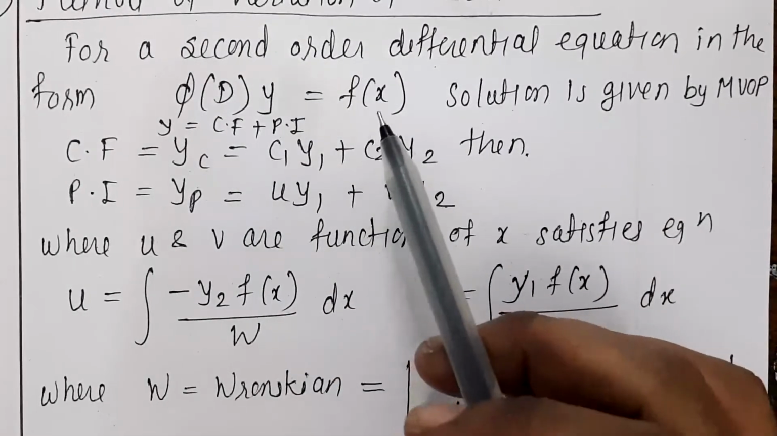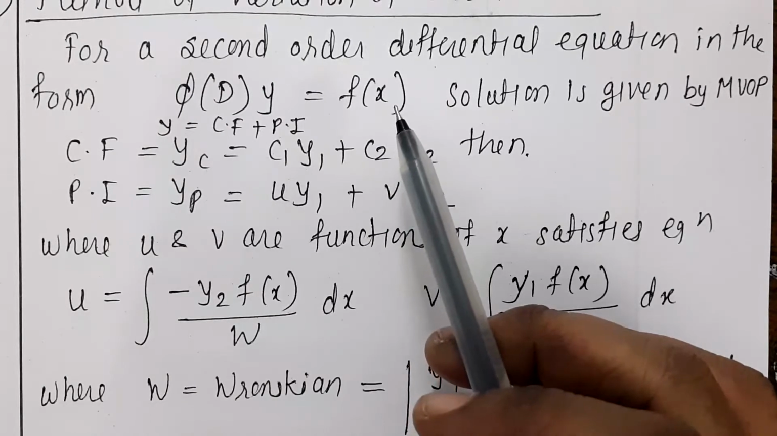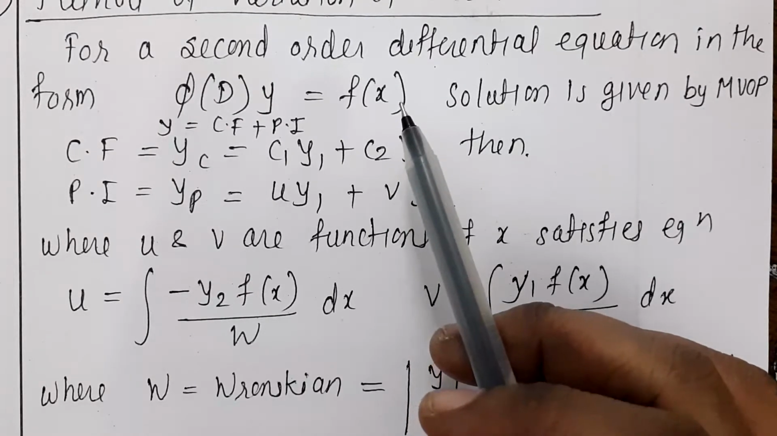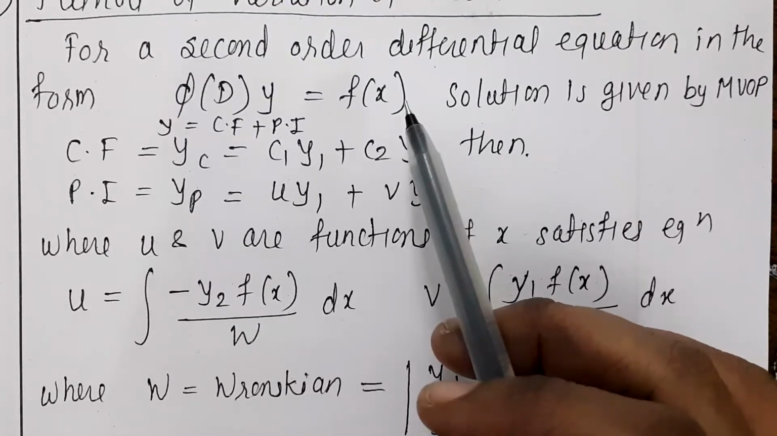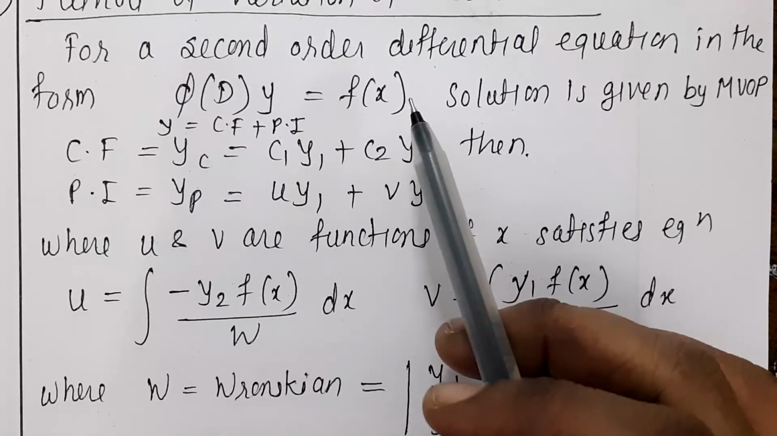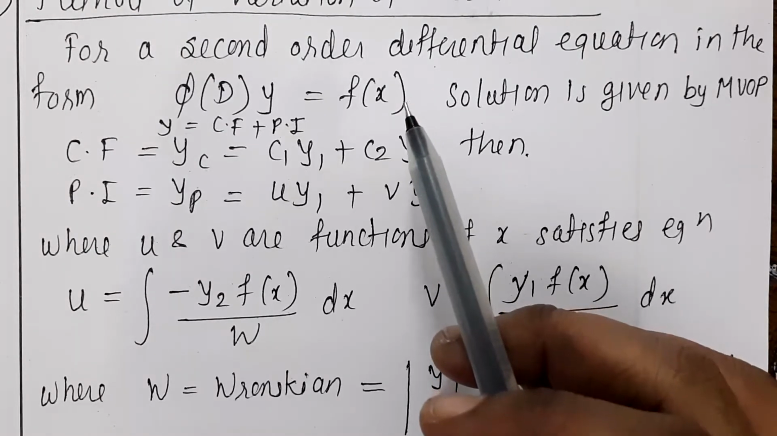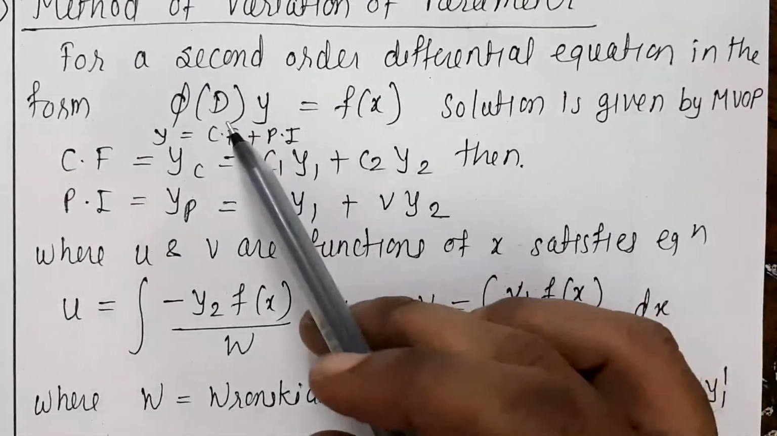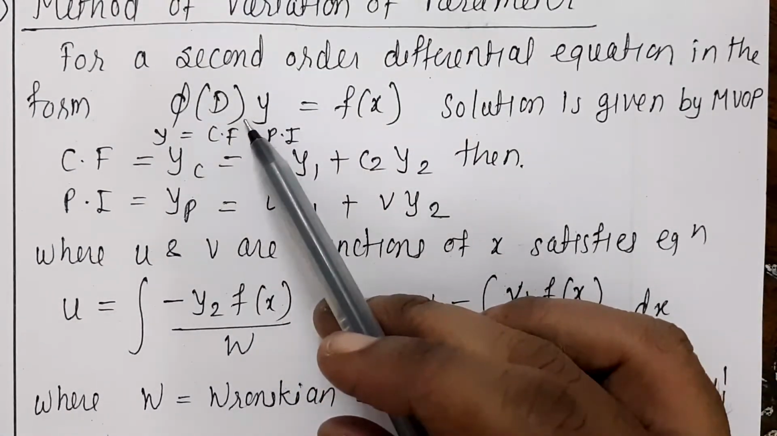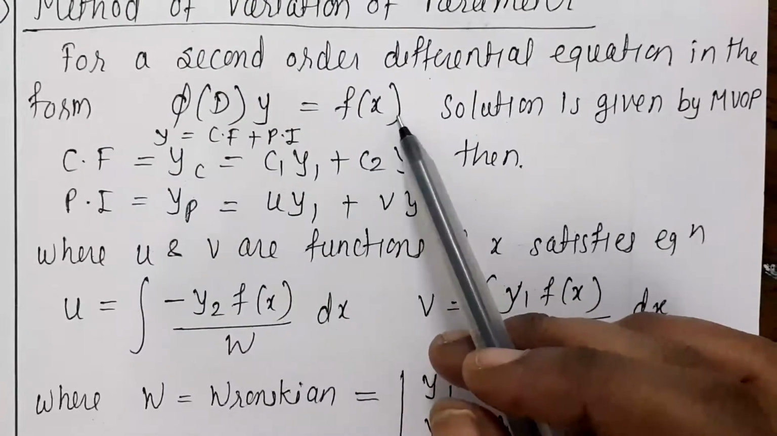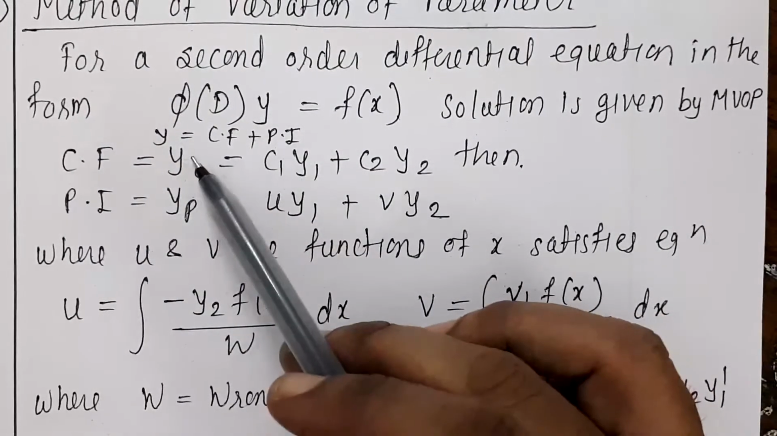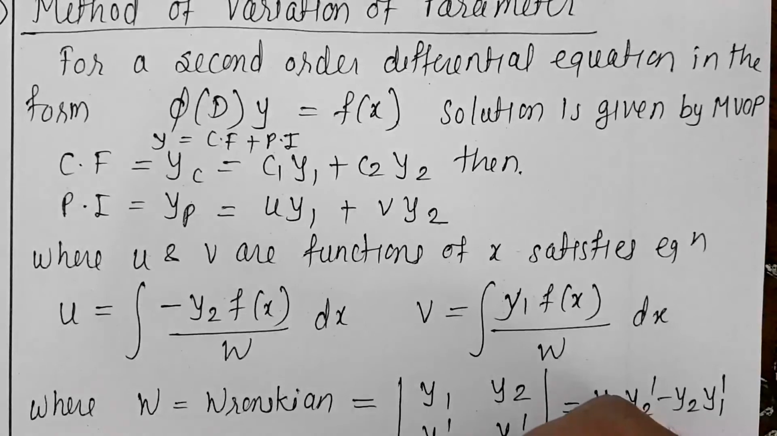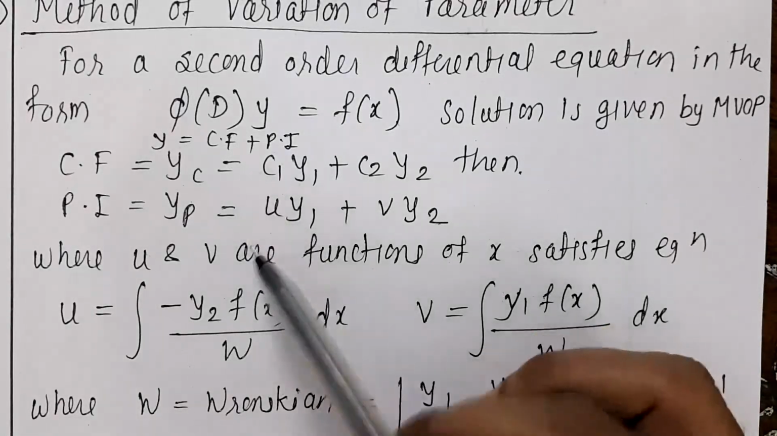So whenever there is a second order differential equation and it is not suitable for any case by using the shortcut method or general method, then you can use the method of variation of parameter. This is one of the easiest methods, but it is useful only for second order differential equations. In general, if the differential equation is in the form phi of D multiplied by y is equal to f of x, then the solution is given as y is equal to CF plus PI. But CF and PI are different here.